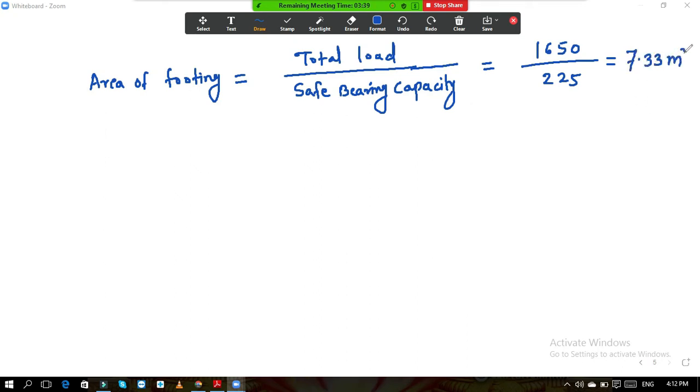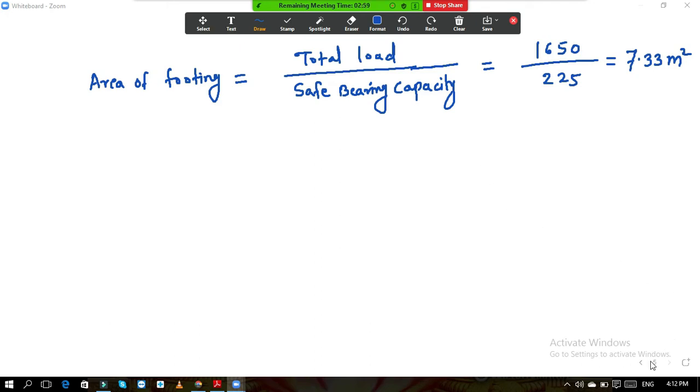7.33 meter square. Okay, because this load is in kilonewton and this soil bearing capacity is given in kilonewton per meter square. Okay, if you see over here, this is kilonewton divided by kilonewton per meter square. So this will get cancelled. So 1 divided by 1 upon meter square, you will get this in meter square. Okay. So now this is 7.33 meter square.